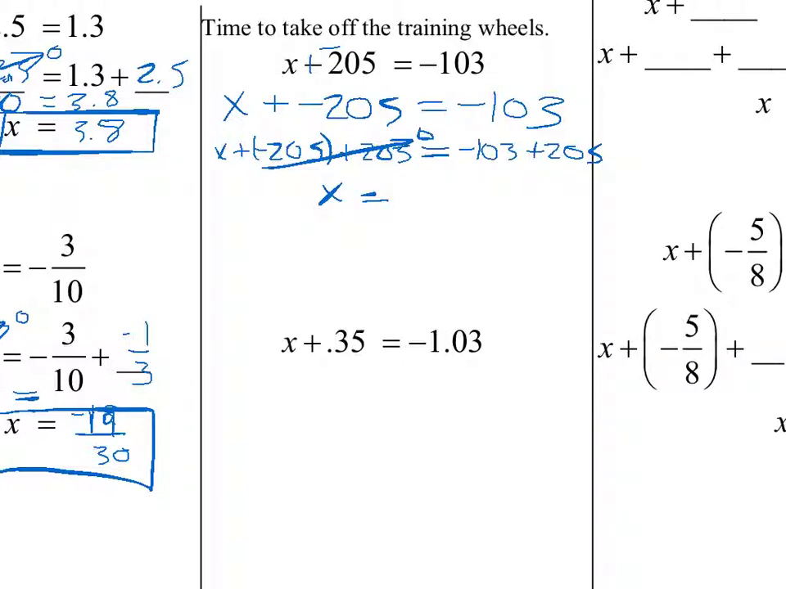Negative 103 plus 205. Everybody, like signs add or different signs subtract? So I'm going to subtract 205 minus 103. It's going to be 102. Take the sign of the larger number. The larger number was 205. In this addition, is it positive or negative? Positive. So the sign of our larger number is positive. So this is positive 102.